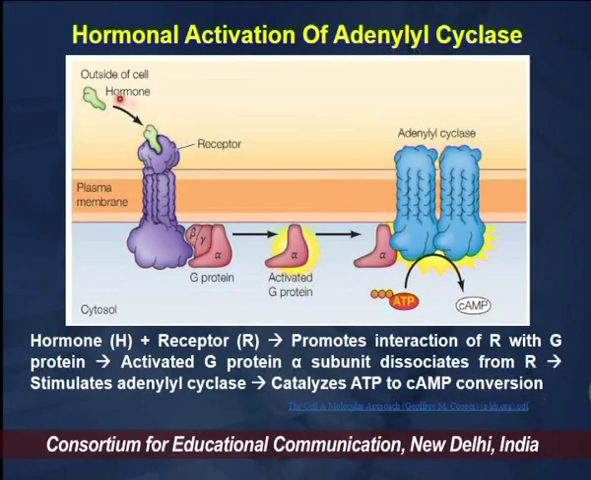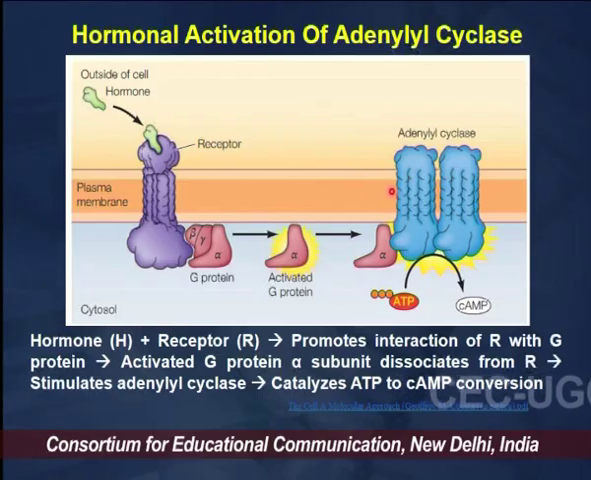So, whenever the hormone comes and binds to its receptor, it will activate this G protein, resulting in the segregation of the G alpha subunit from the beta gamma subunit. Here you see this G alpha subunit getting activated. Once it is activated, it will go and activate another enzyme which remains bound to the membrane, which is referred to as adenylyl cyclase.